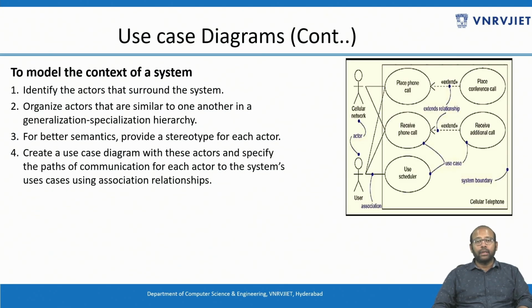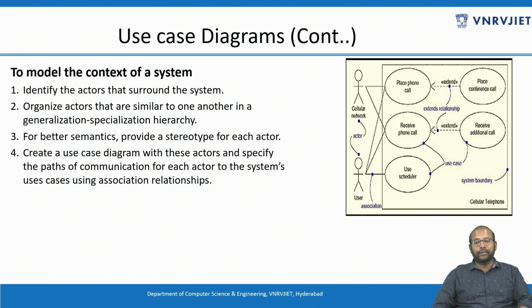And third one, here it is to model the context of a system. Here this is the way the complete use case diagram looks. See this right side. So there are actors, there is a boundary between the use cases and actors, and there are some relationships. Also we are using stereotypes, normal relationships, all are there. So under the context of a system, this is the common modeling technique. Here what we are doing is, first we are identifying the actors that surround the system.